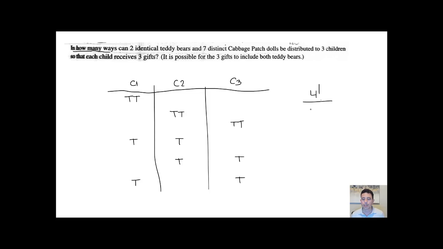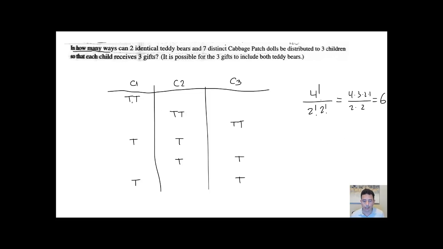There are 2 T's and there are 2 I's. So that is 4 times 3 times 2 times 1, divided by 2 times 2. So there's a total of 6. So there are 6 cases, 6 possibilities where you can distribute the 2 identical teddy bears.